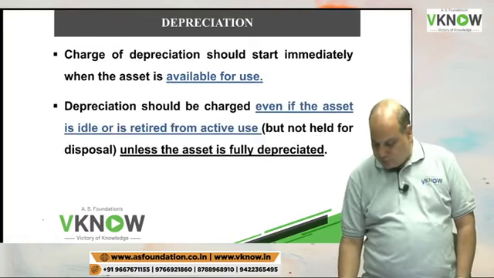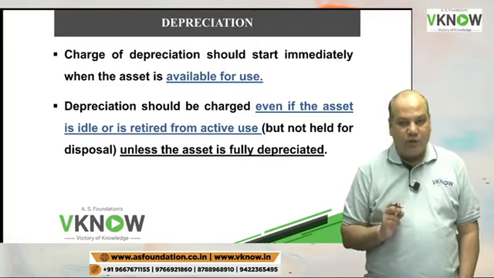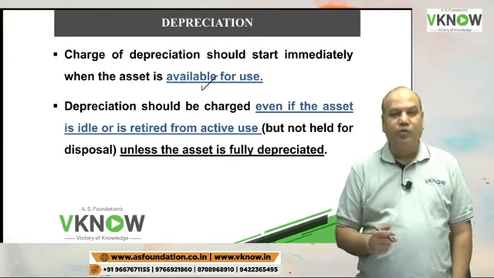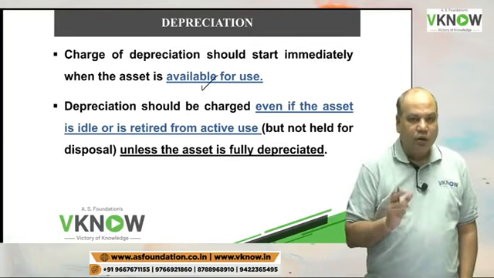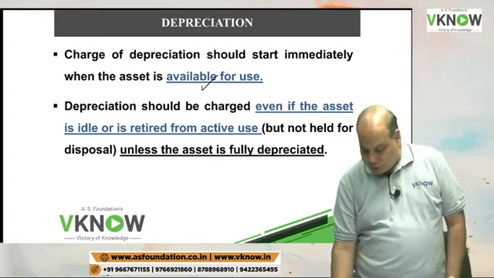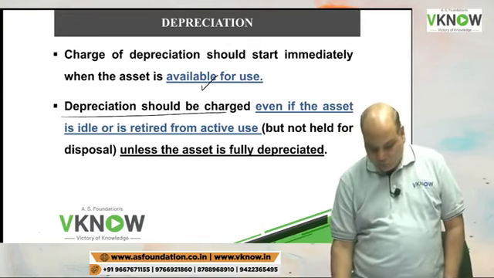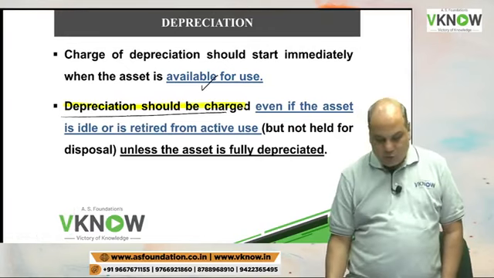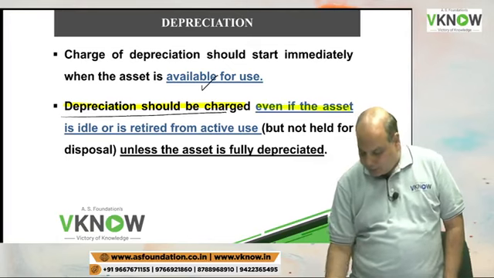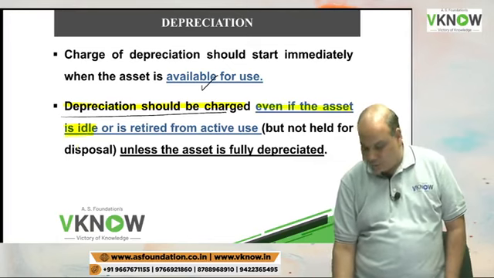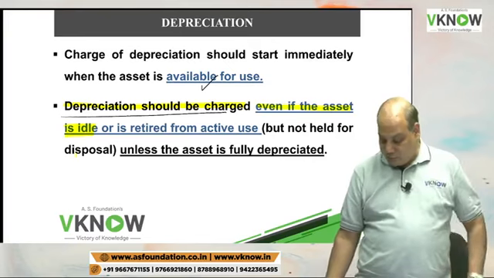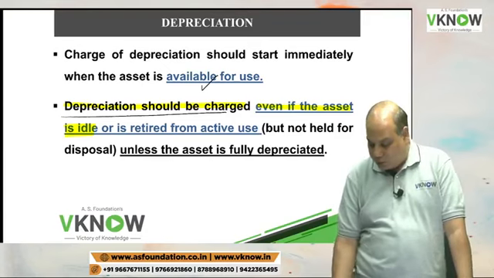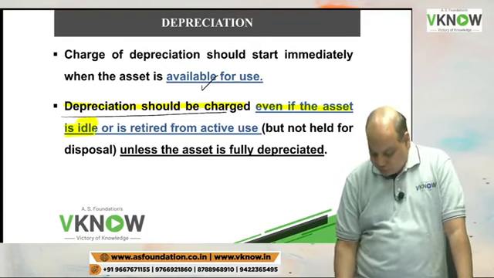Okay. So sometimes in the question, two dates may be given. Available for use, put to use. The depreciation meter starts from the date the asset is available for use. Now depreciation should be charged. Next point: depreciation should be charged even if the asset is idle. Depreciation is charged even if the asset is idle. Idle means you have not used it.